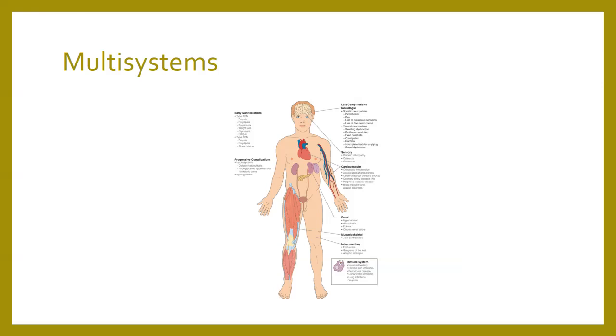Detemir is used to provide basal glycemic control. That means it is to be given to keep you on a level blood sugar number. Detemir cannot be mixed with any other type of insulin and is only given sub-Q.